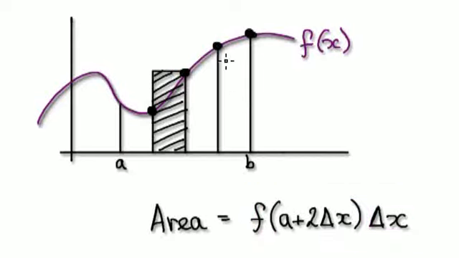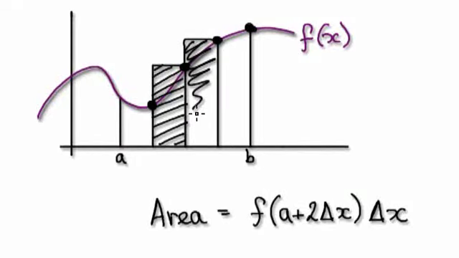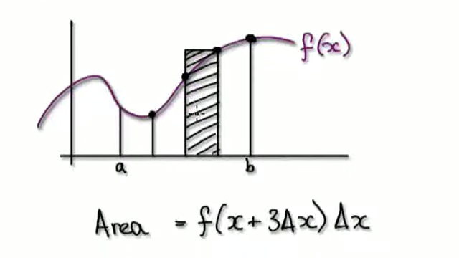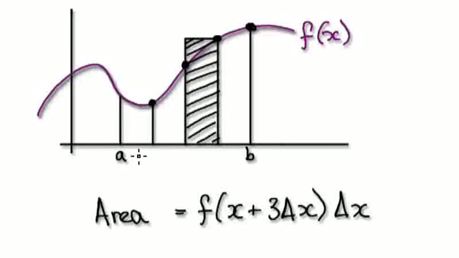Okay. Now we need to consider the third rectangle. Well, the third rectangle would be, so delta x is this length here. This is delta x, and this is also delta x. So from here to here is delta x. From here to here is delta x. From here to here is delta x. Well, the x coordinate here would be a plus 3 delta x.